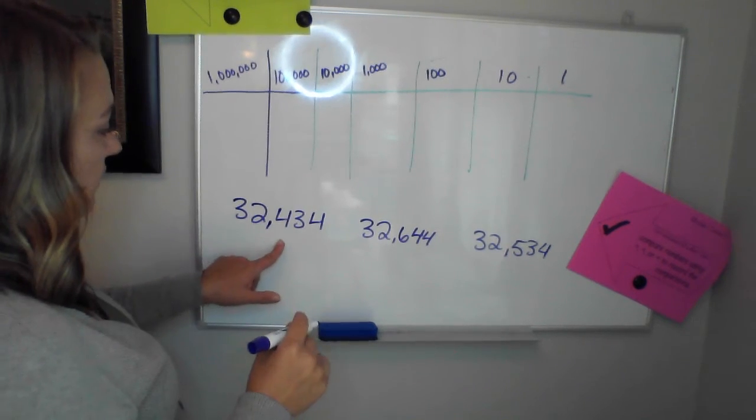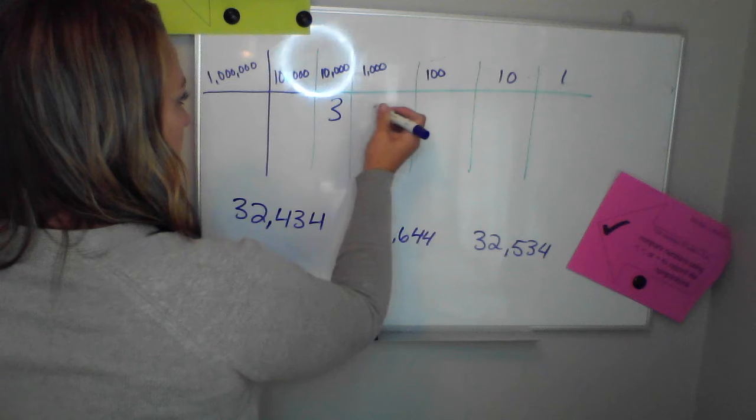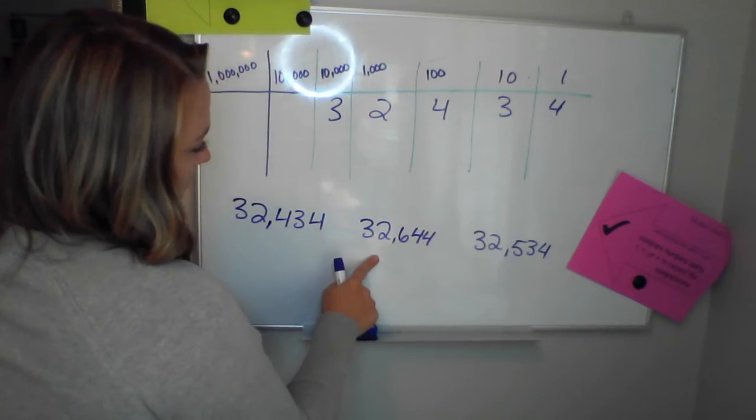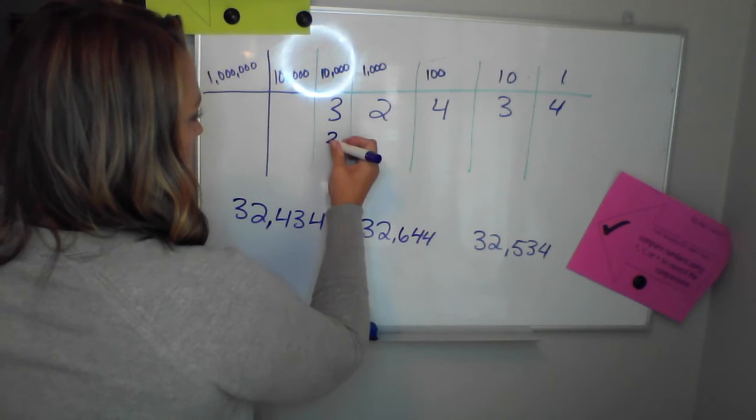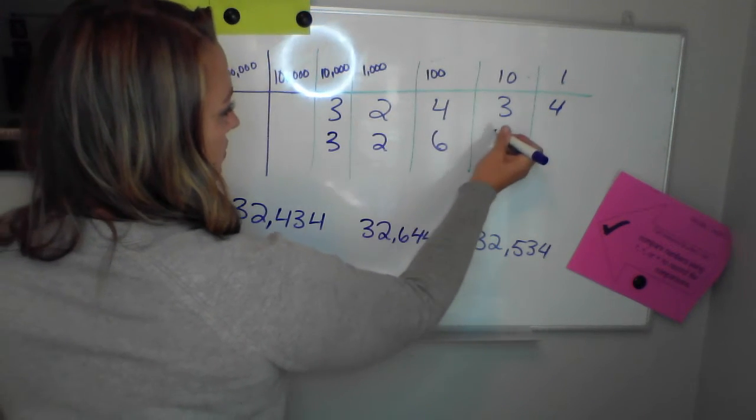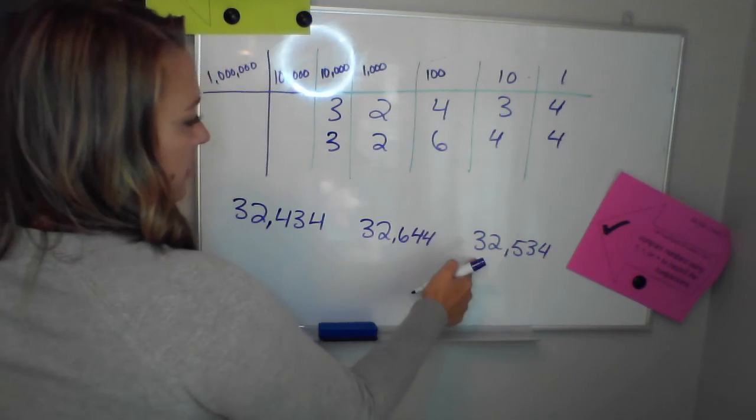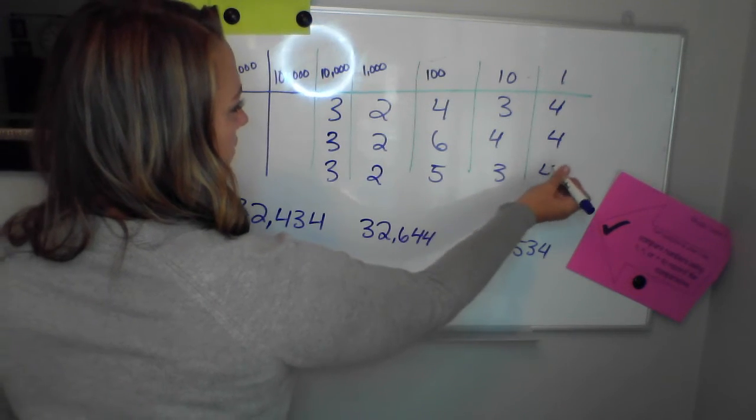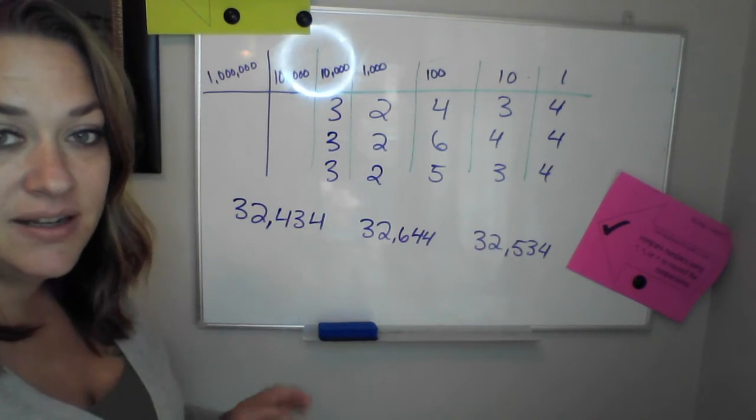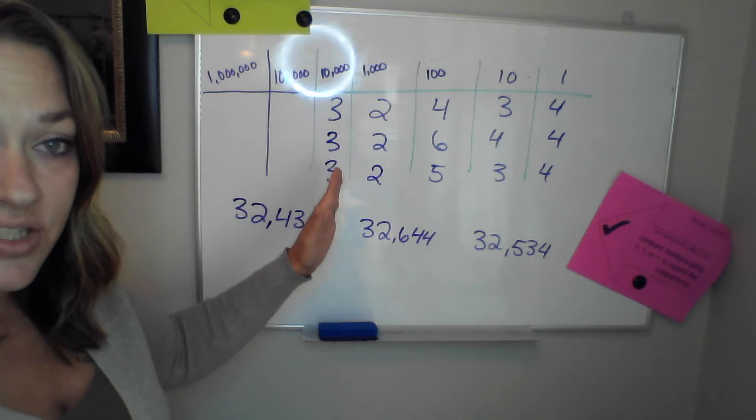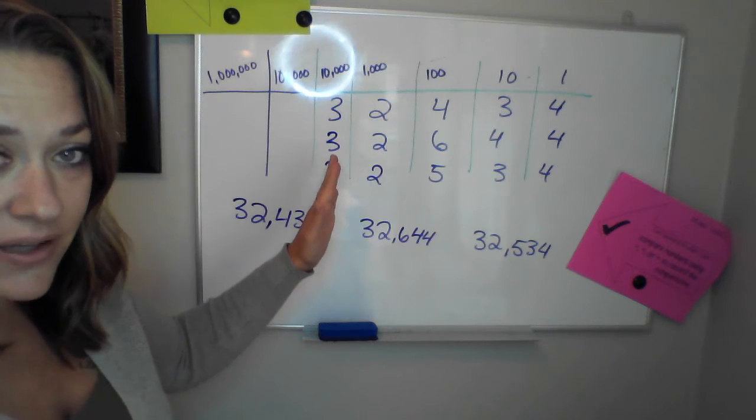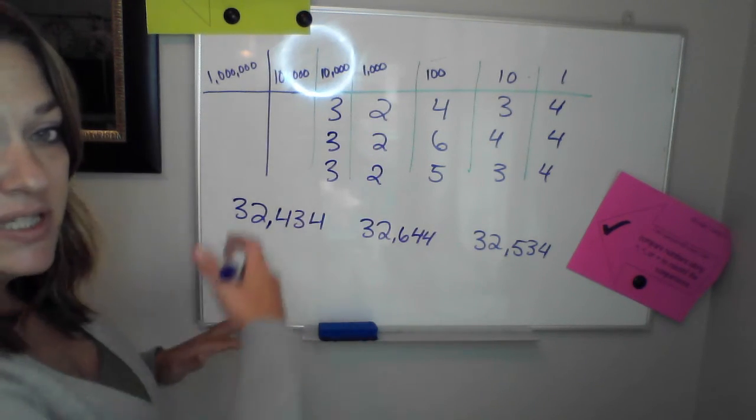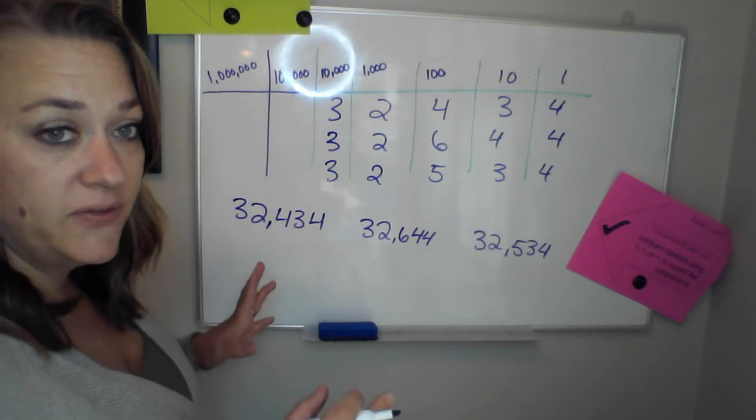Okay, so 32,434. 32,644. Oh, I see another pattern. And then 32,534. Okay, so I can already see my largest unit, all the digits are the same. The value is the same. My next largest unit, all the values are the same. So we just keep going until we find differences.